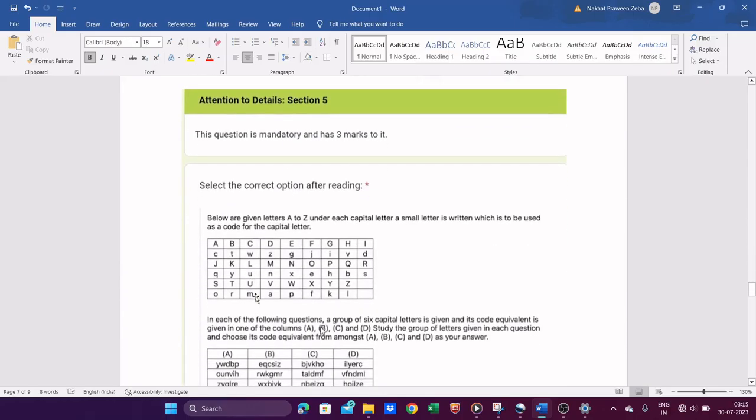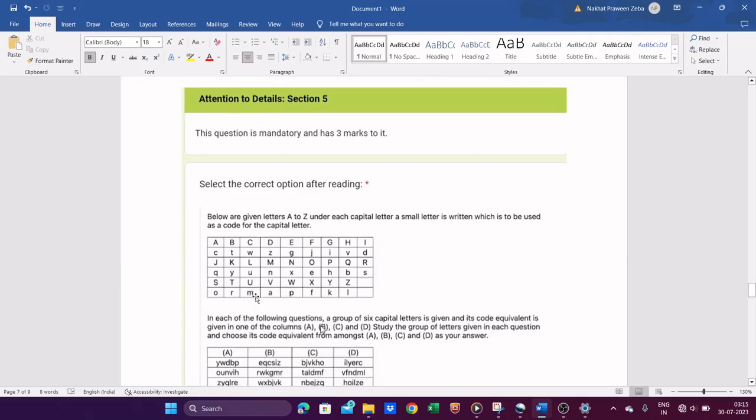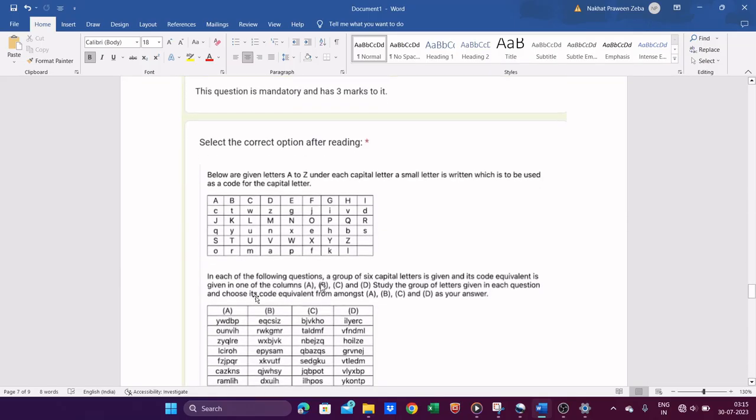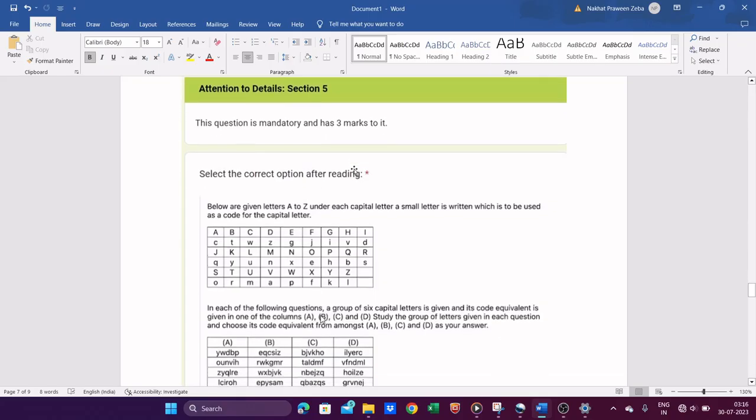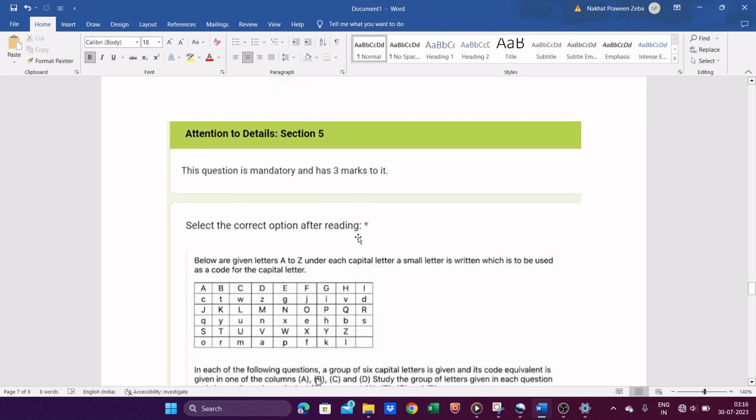Now the mandatory section, attention to details. Okay, it seems lengthy and tough. I also get afraid at once, but it is really a very easy question. Let's see. So this question is mandatory and has 3 marks. Select the correct option after reading.